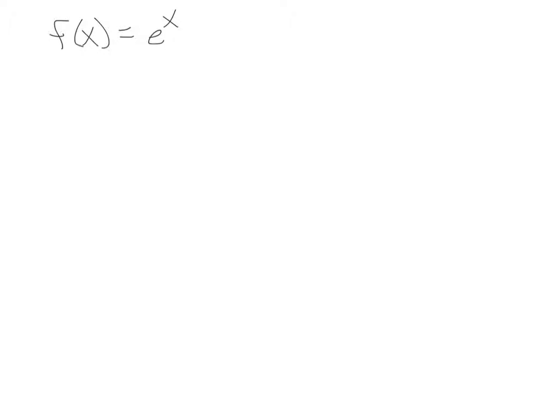Now let's look and see what happens if we look at the higher order derivatives of e to the x power. So f of x equals e to the x power. So now I'm going to use Leibniz's notation. So y equals e to the x is my starting function. So the first derivative is dy dx equals e to the x power, because the natural exponential function is its own derivative. Now I'm going to take the second derivative.